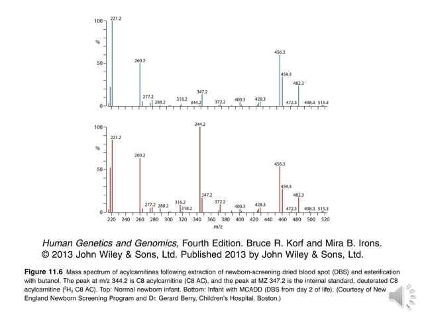If you look at this slide, you can see the results from mass spectrometry, and we can see at the very top is of a normal child. But then if we look at the bottom, this is a child that has MCAD, and they took a dried blood spot on day 2 of life. And you can see from this that the peak at 347.2 is the internal standard. And then we can see that the peak at 344.2 is C8 acylcarnitine, and this is showing that the child has MCAD.